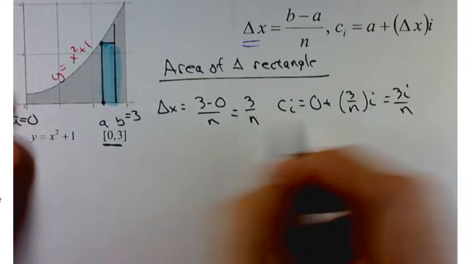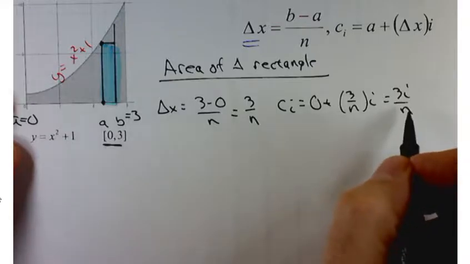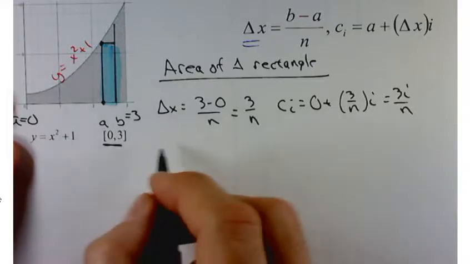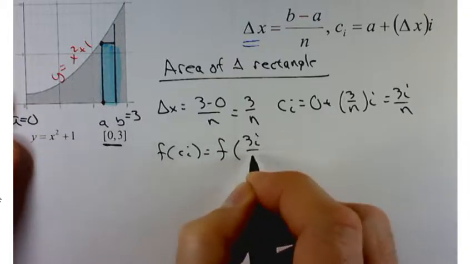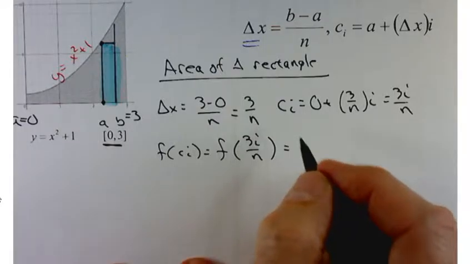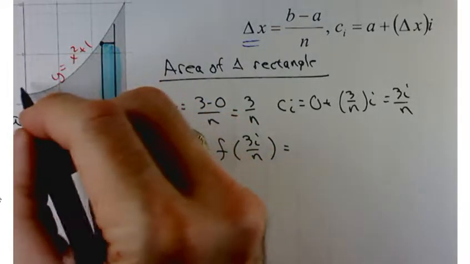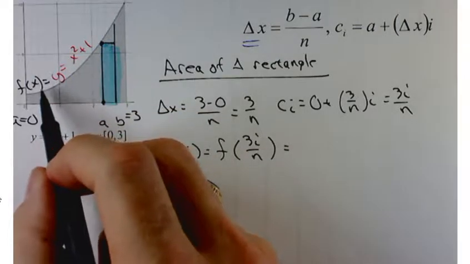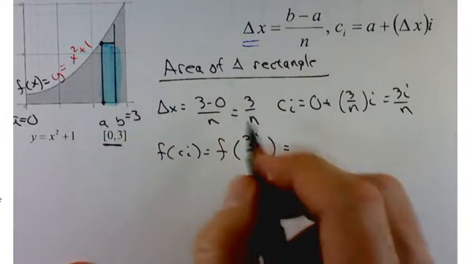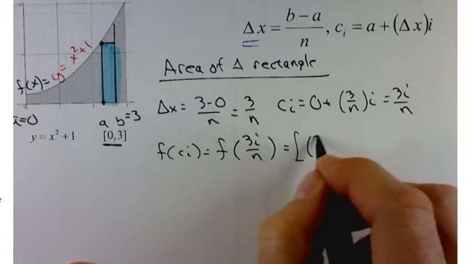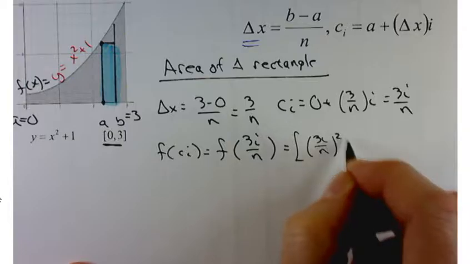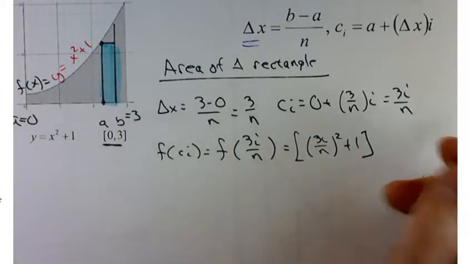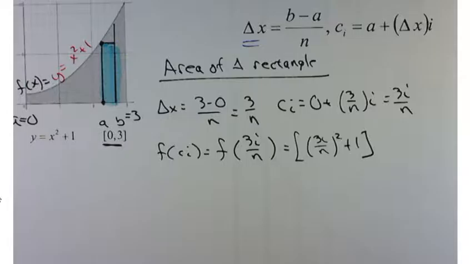So I've got the width here. I'm ready to find the height. I'm going to evaluate the height at this point. f of c sub i is going to be f of 3i over n. Plug that into this expression here. f of x is y, or x squared plus 1. So it's going to be (3i over n) quantity squared plus 1. I don't really need those extra brackets there. I'm not sure why I put them. It's all right. They're harmless.